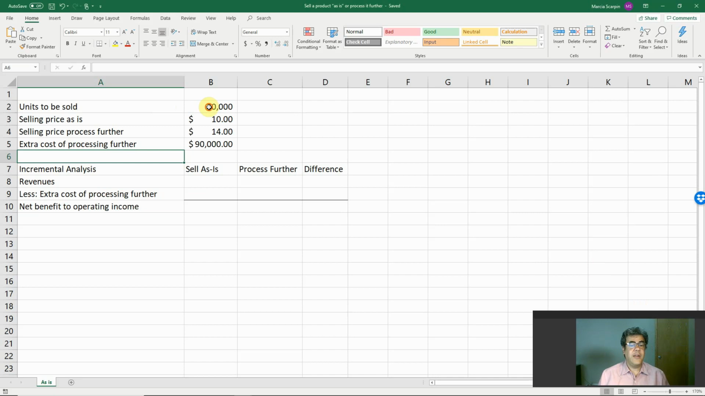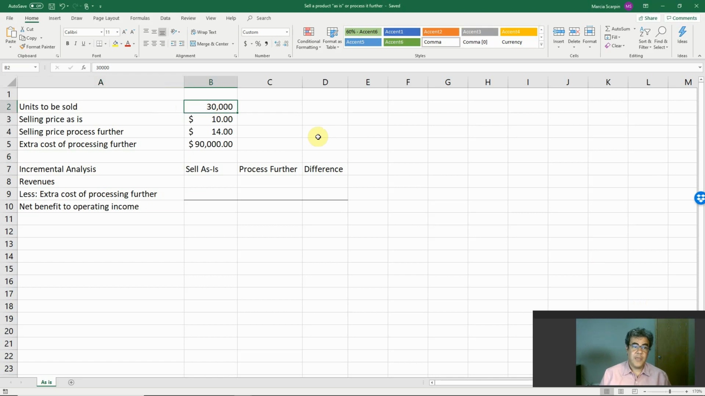So let's consider here. We have 30,000 units to be sold, and our selling prices are, if we sell it as is, $10. If we process further, $14. However, if we process further, we will have an extra cost of $90,000. How do we work with that?